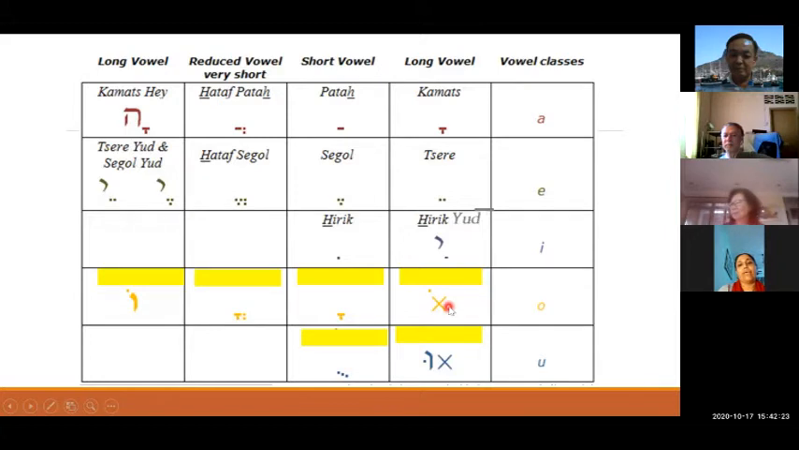Can anybody tell me again, if it's placed on top, what is that vowel called? Holem. Yes, very good. So you have the Holem vowel, which is the O sound. And then you will find the next one. Should I go ahead and speak about this, or do you want to say about the next one? You can go ahead. Kamatz Hatuf.